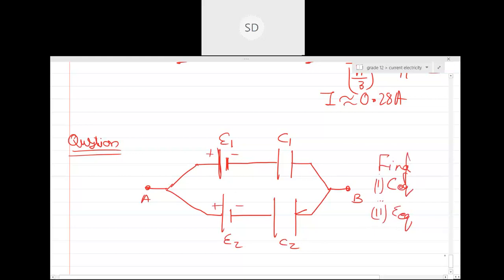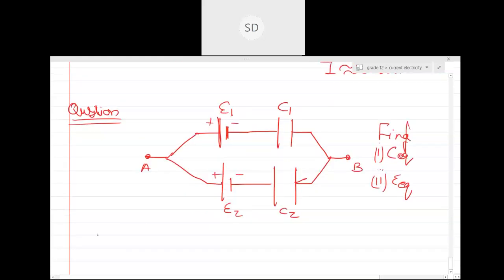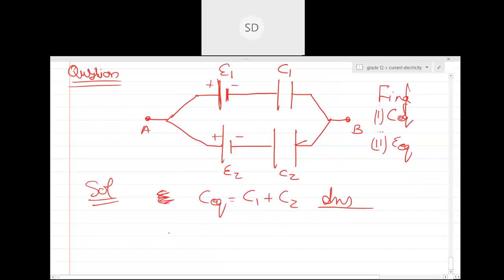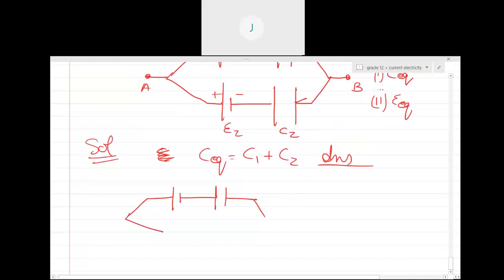Obviously, C equivalent will be equals to what? C1, C2 are in parallel, right? Yes, sir. So what will be value of C equivalent? C1 plus C2. Very good. What about E equivalent? That is a little bit trickier. How will you do it? So for E equivalent, what will you do? You will either apply Kirchhoff or either apply nodal. It's up to you.